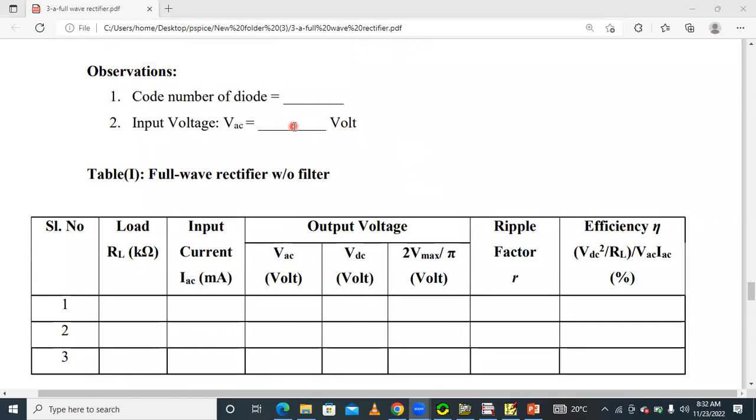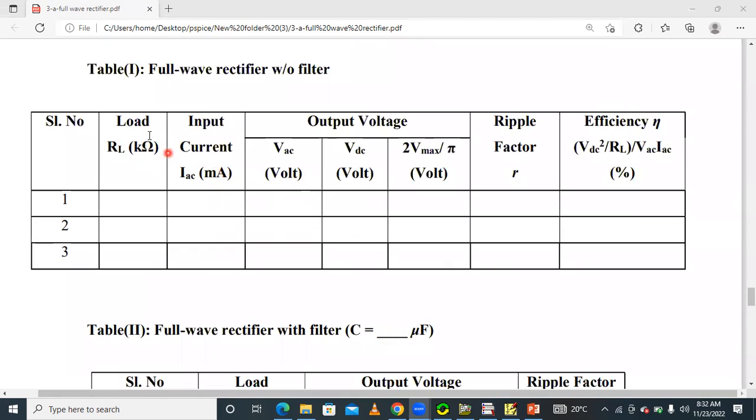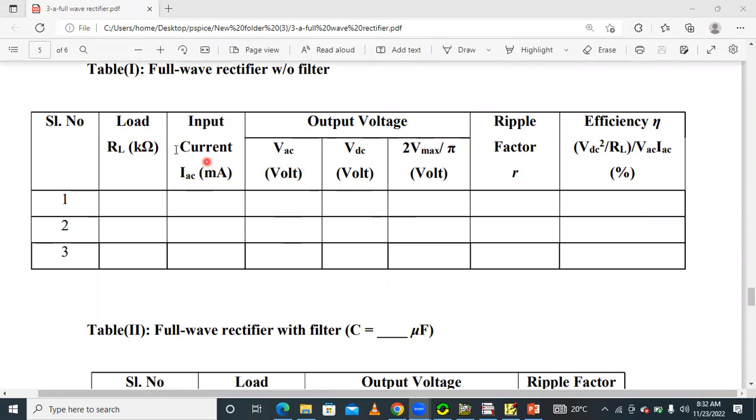Then the observations. We have to observe the input voltage VAC. First we take the readings in the full wave rectifier without filter. We have to fill in the details: load resistance RL and input current IAC in milliamps, output voltage VAC and average output voltage VDC, and VRMS, which we determine by using PSpice software, and 2 V maximum by pi. The ripple factor is the square root of (VRMS by VDC) whole squared minus 1, and then the rectification efficiency. Using these formulas we fill in this table.